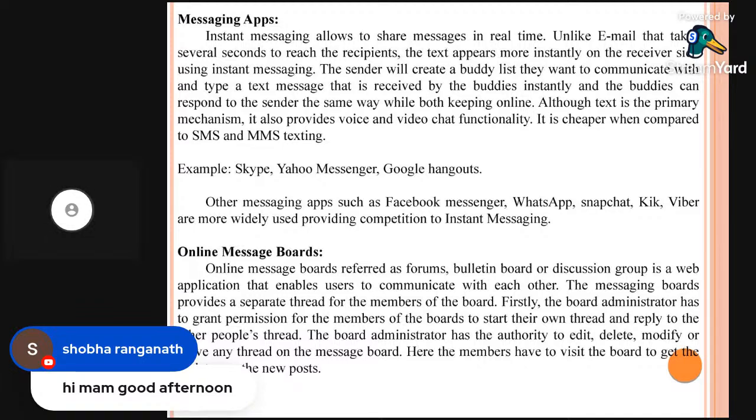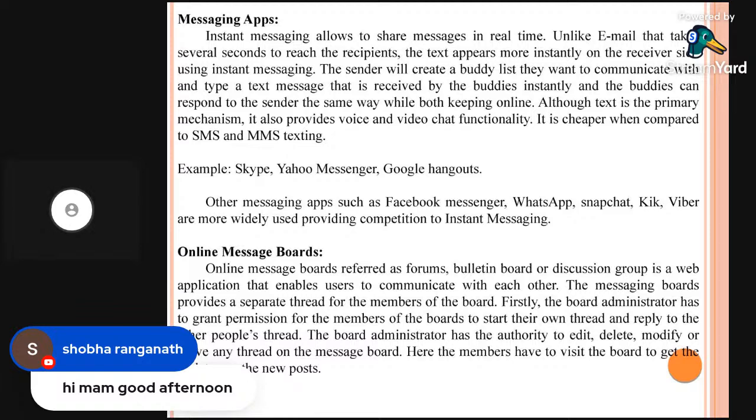I think you people are familiar with group messages and group chats, like how we create them in your cell phones. So that is the component of messaging apps. It is considered much cheaper compared to SMS and MMS texting.